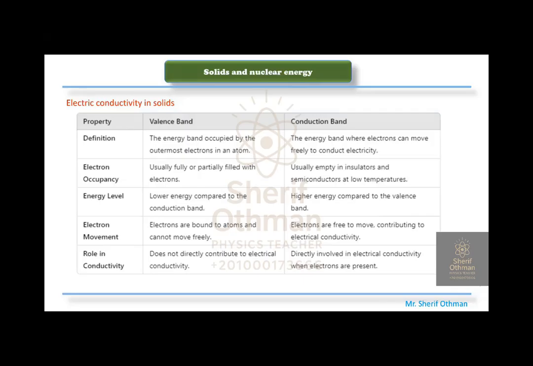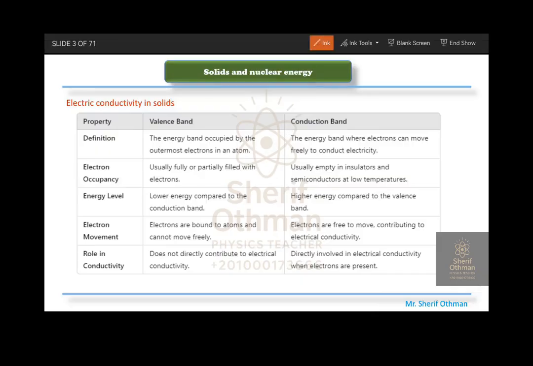Let's have some definitions, guys. How can we define the valence band? Valence band is the energy band occupied by the outermost electrons in the atom, while conduction band is the energy band where electrons can move freely to conduct electricity. So the electrons which exist in the conduction band are responsible for conducting electricity.